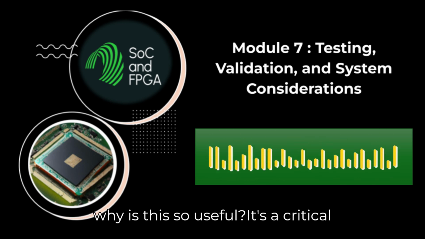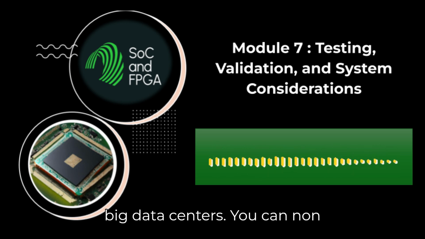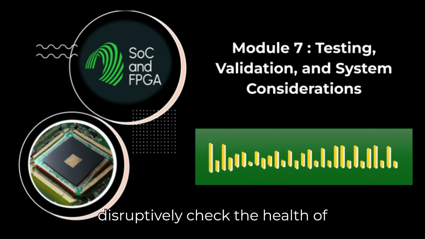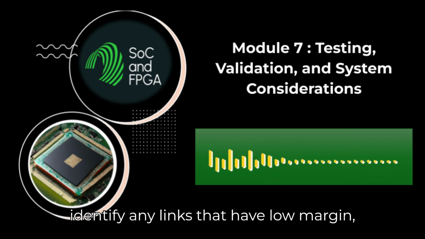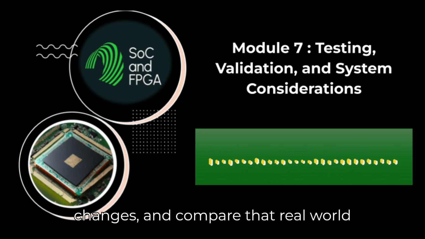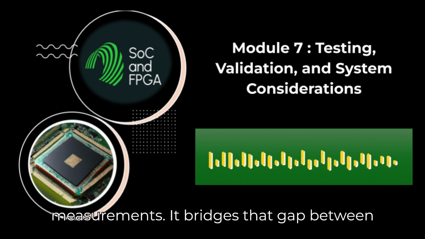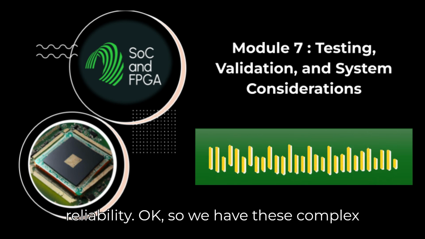And why is this so useful? It's a critical tool for system validation, especially in big data centers. You can non-disruptively check the health of thousands of links in running systems, identify any links that have low margin, maybe due to aging or temperature changes, and compare that real-world performance back to your lab measurements. It bridges that gap between design validation and actual field reliability.